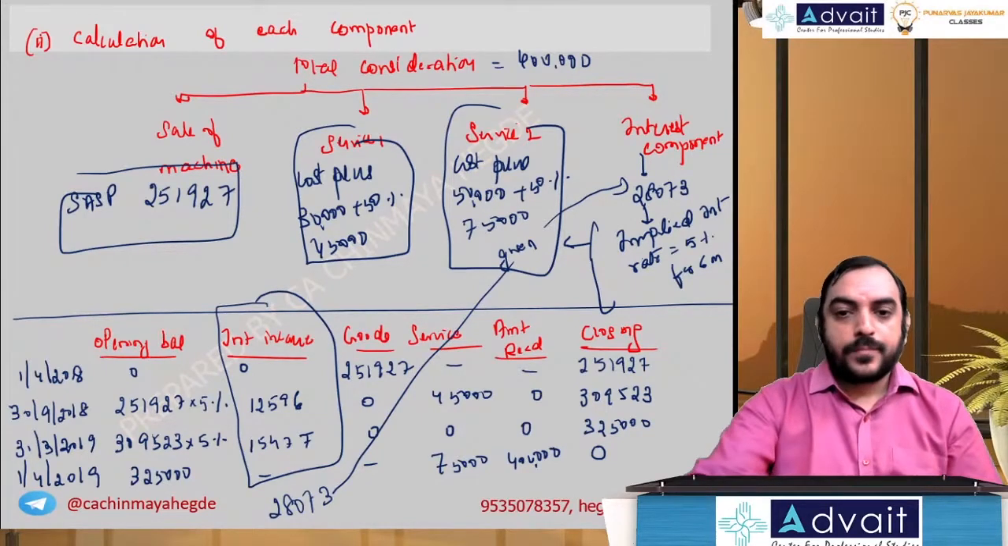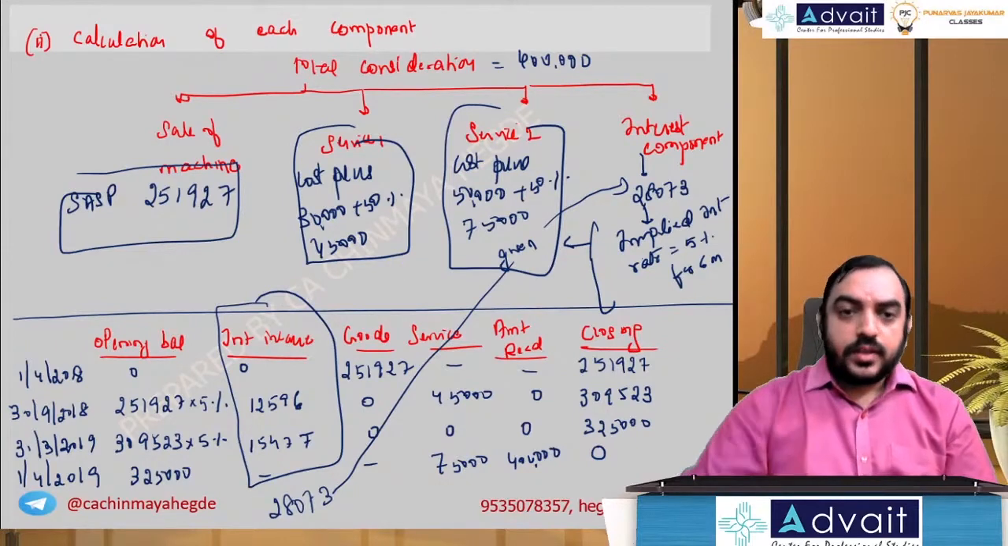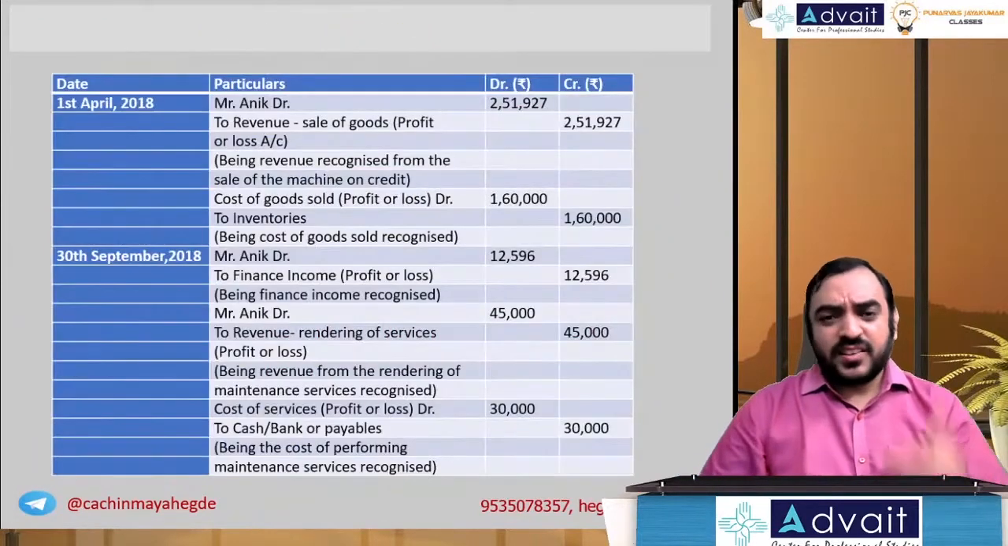Okay, fine. Third part of the question, they are journal entries. I'll quickly go through it. It's not going to be a difficult one.